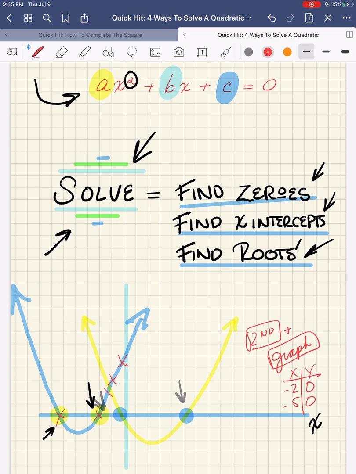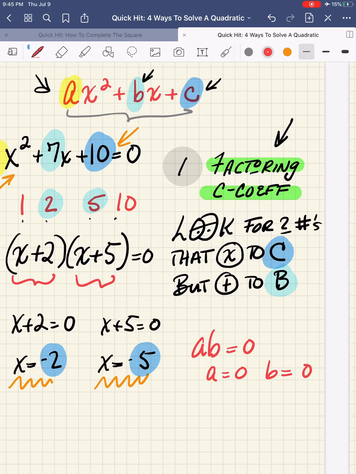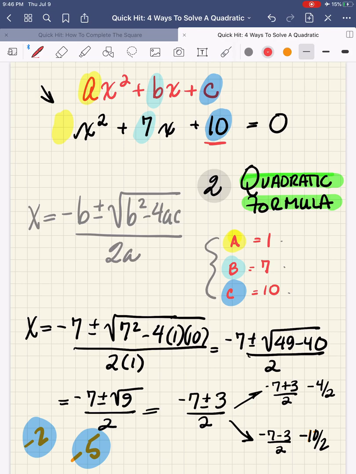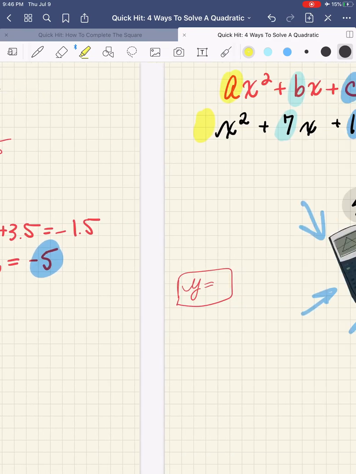So, in summary, there are 4 ways you can factor a quadratic, or not factor, solve a quadratic. You can do it by factoring the c coefficient, when the c coefficient is a nice, easy number that breaks down into nice, clean integer factors. But if that's not the case, you can use the quadratic formula, which you need to have memorized. It's the opposite of b plus or minus the square root of b squared minus 4ac, all over 2a. Or you can complete the square, which is also a great strategy to find vertex form, but you can use completing the square to actually solve a quadratic. Or you can use your calculator.